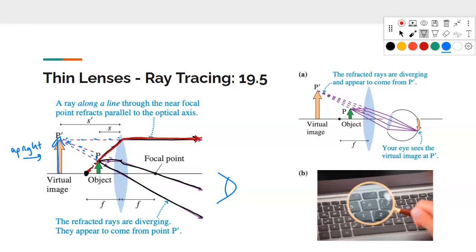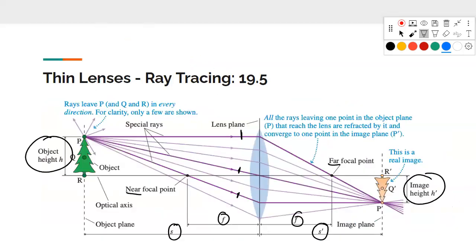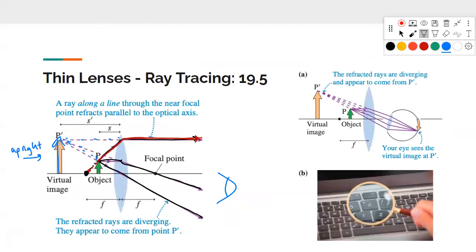Okay, so any questions on what happens? This has all been so far for converging lenses, right? Both this example and these previous examples. So here we put the object farther away than the focal point, right? This S distance here is bigger than this focal distance. And here we put the object distance within the focal length. But so far we've only talked about converging lens ray diagrams.